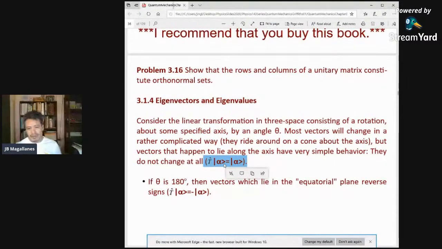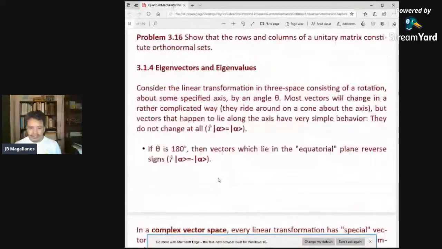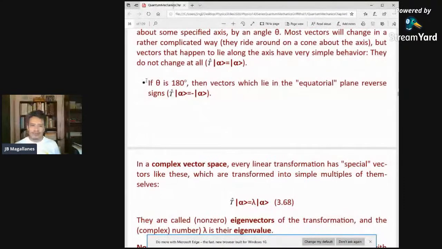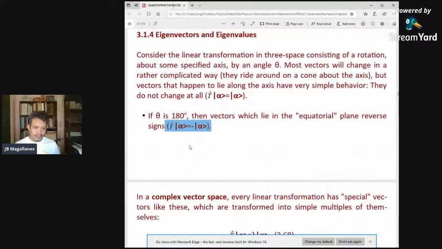Alpha will have components a1, a2, a3, a4, and so on. So you just have to do the transformation. There are also transformations, like if you rotate in a way that theta is 180 degrees, then the transformation would just give you a vector that is the negative of the original.